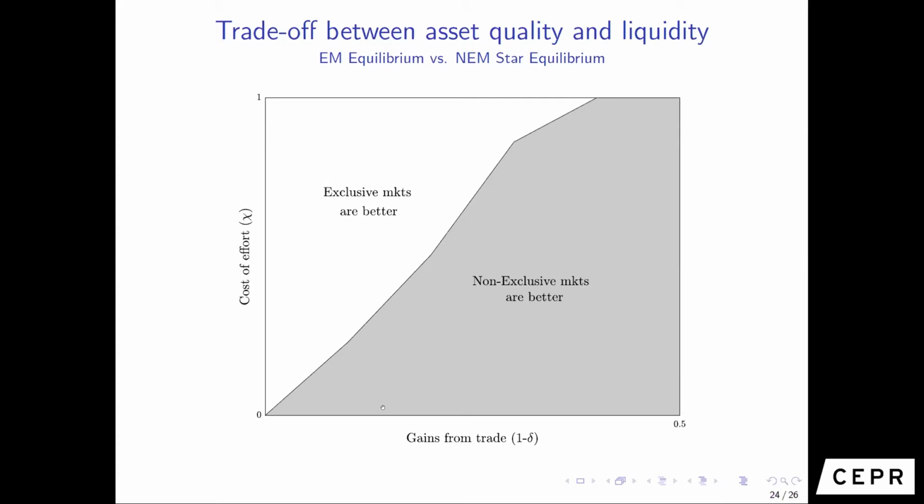What this is saying is that for a given level of gains from trade, exclusive markets are better when the cost of effort is very high. So if these are markets where you think it's hard, or the effort you have to put in to generate good assets is high, then exclusive markets may be better, okay? Because they will, in some sense, reward better those holding good assets.